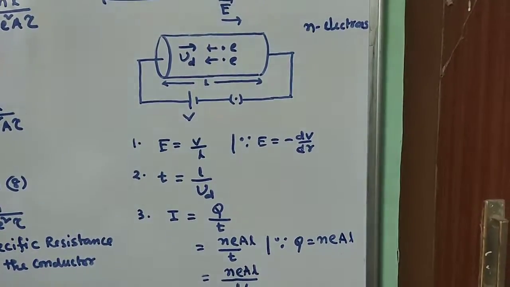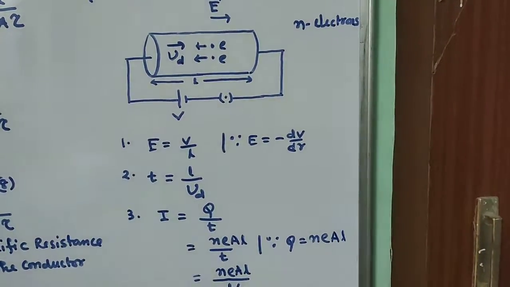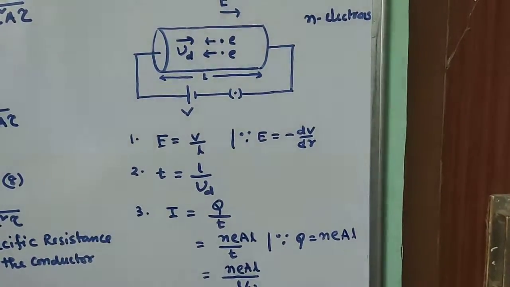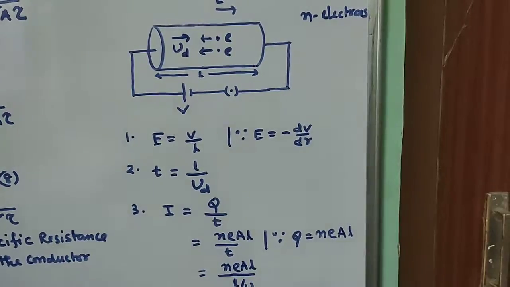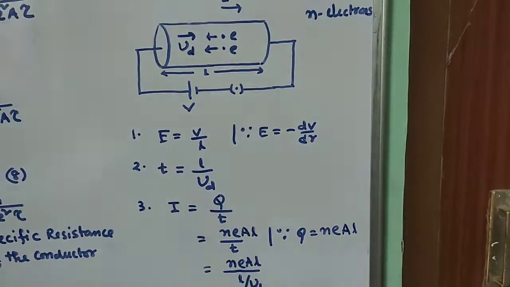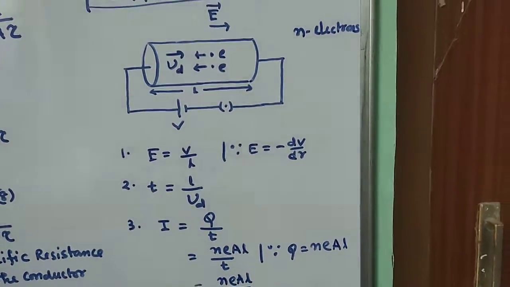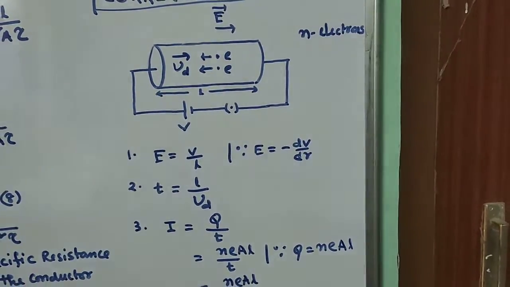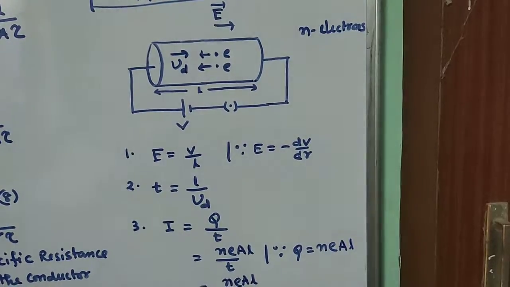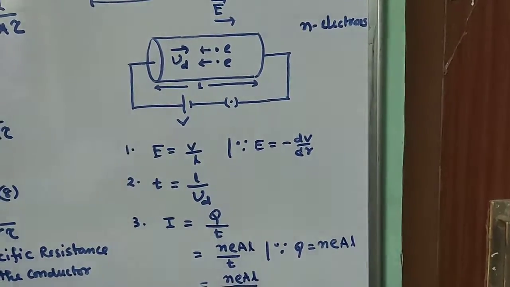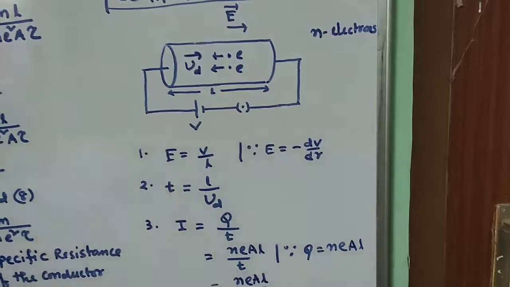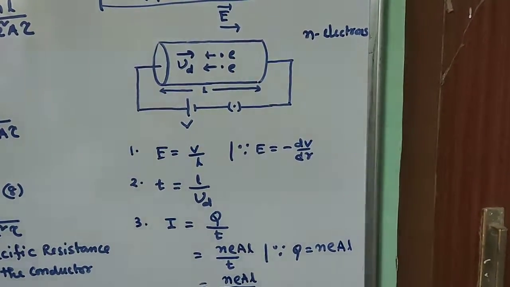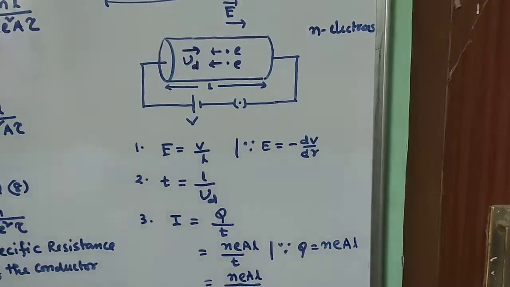enclosed in the conductor. If I ask you to define the total charge enclosed inside the conductor, what do you have to consider? You have to consider the number density. So small n is the number density, which means the number of electrons per unit volume. Here the volume is AL, where A is the area of cross section of the conductor. AL is the volume, and n is the number of electrons per unit volume, so it gives you the total number of electrons, and each electron carries a charge e. So finally you get I equal to neAL by t.